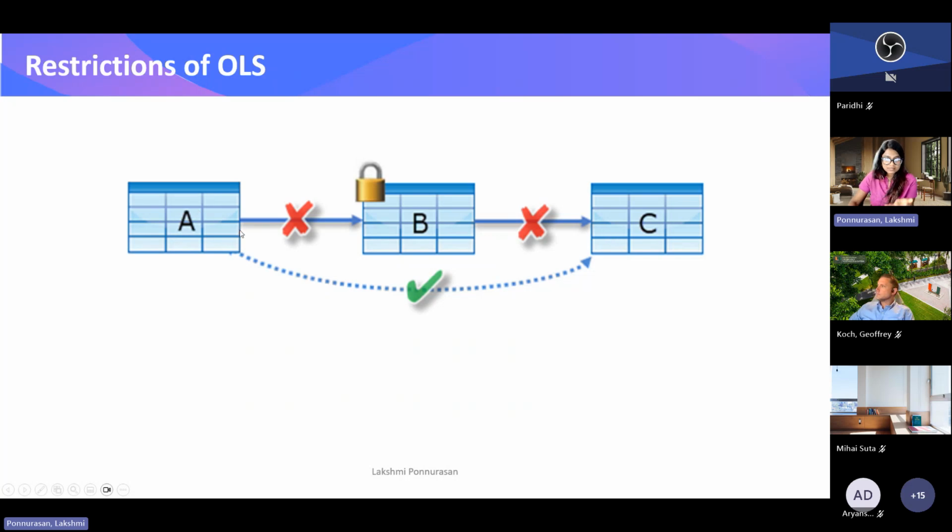I'm just explaining what OLS is. Now, if A has a column which contributes to B, and then B has a column that contributes to C, and I go ahead and lock my B. If I do that, the only restriction of RLS is I will not be able to access anything from A or C either, because all of them are dependent on each other. But I will be able to access these two individually.